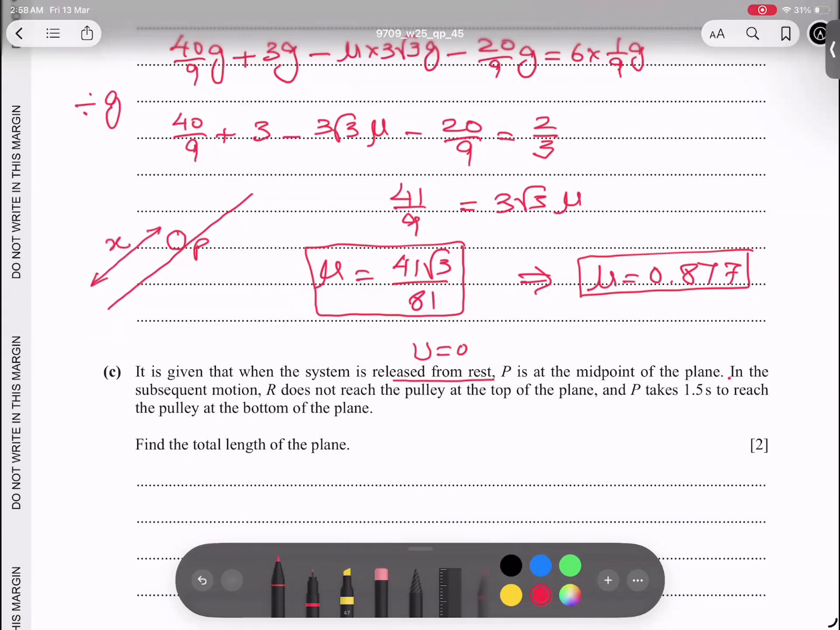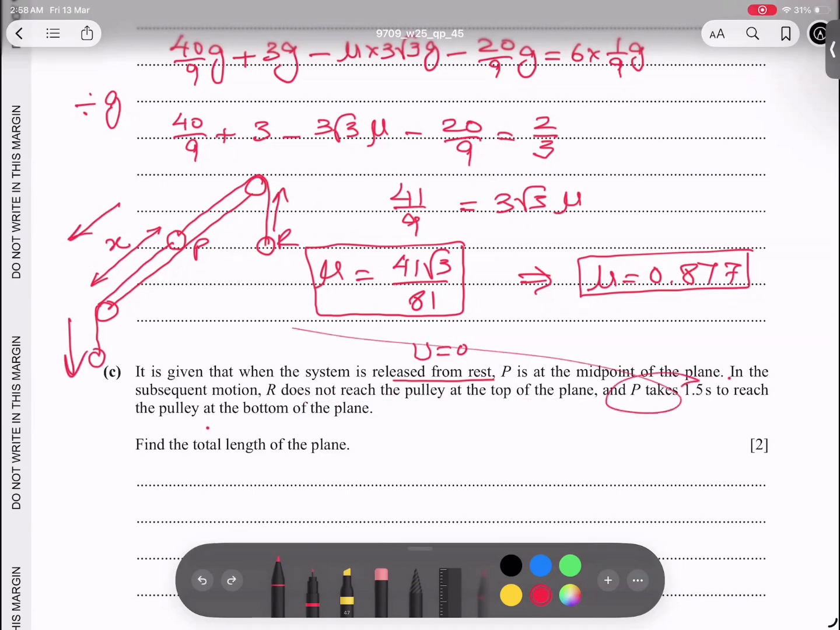Read the statement: in the subsequent motion, R does not reach the pulley. What is R? R is hanging here, you know it very well, and this is another component, with a pulley here and a pulley here. R does not reach the pulley. One is traveling upwards, and this one is traveling downwards. He's saying that P takes 1.5 to reach the pulley.